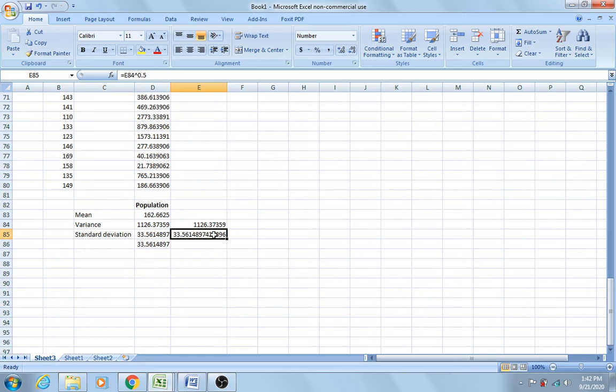So this is how to calculate the mean and standard deviation for the individual data. Now I will explain a little bit on what is a variance and what is a standard deviation.